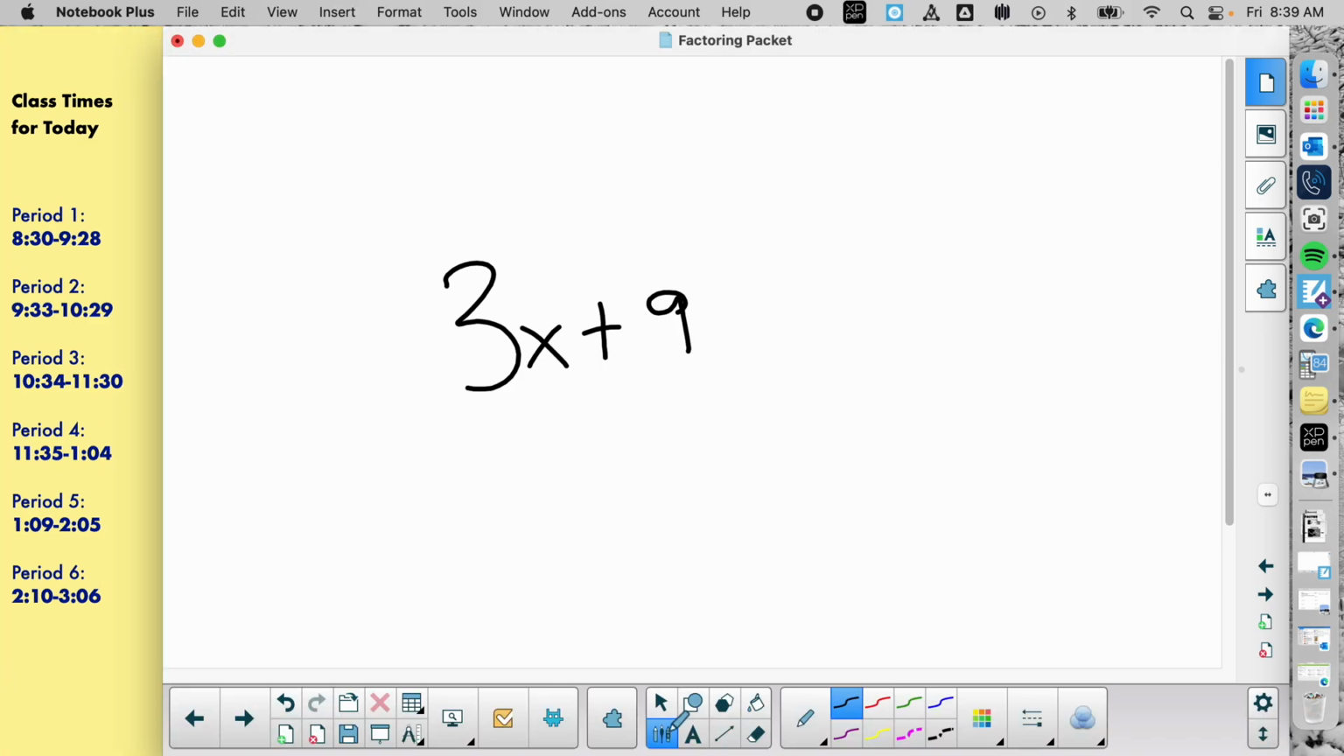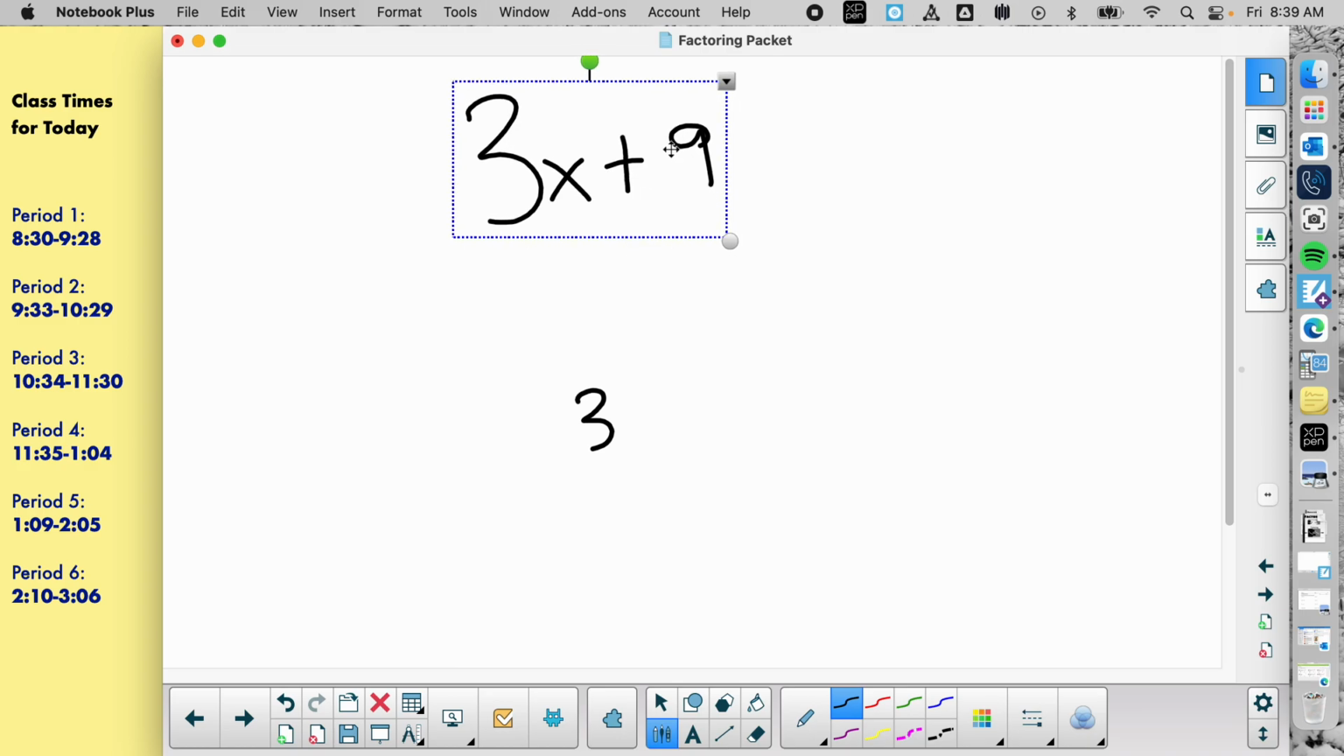And I'm going to move this to give you some space for what we do in a second. Do they have any letters in common? That was the next thing we looked for yesterday. No, because the second one doesn't even have a letter. Okay, so 3 is going to be our greatest common factor.